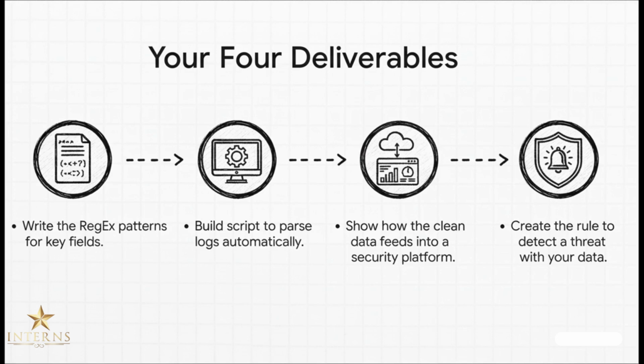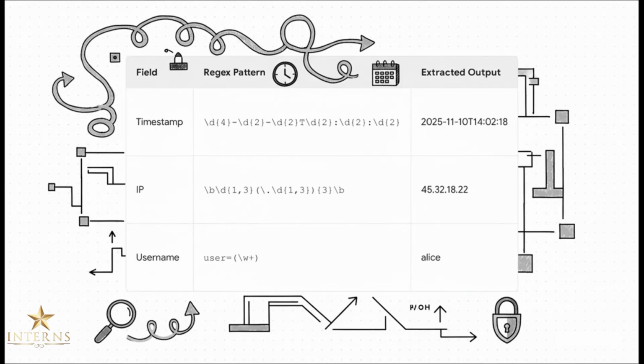So, your manager lays out exactly what they need. Four things. First, they need you to write the regex patterns to pull out the important data. Second, they want you to build a simple script that does this automatically. Third, you need to show how that clean data can get fed into the company's SIEM. And finally, the big one. Use that data to create an actual detection rule for a real-world threat. Pretty straightforward, right?